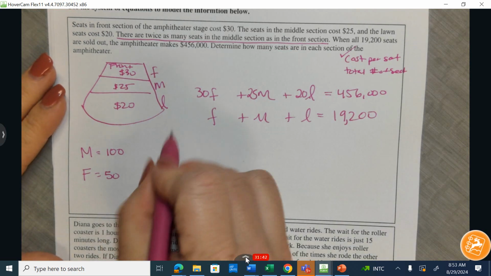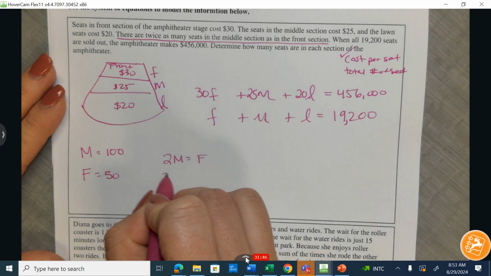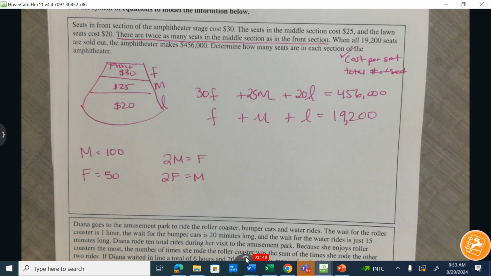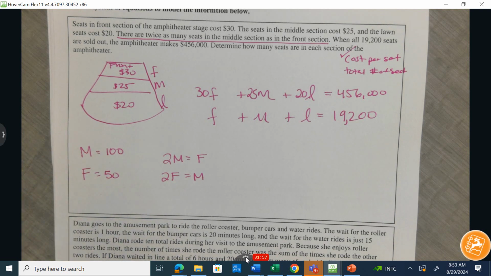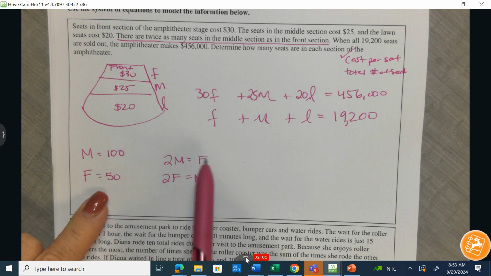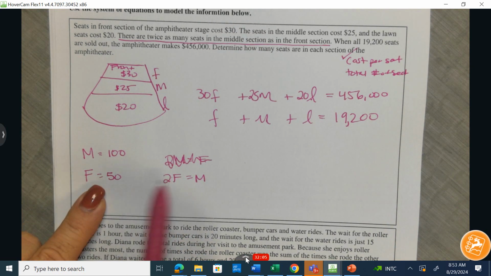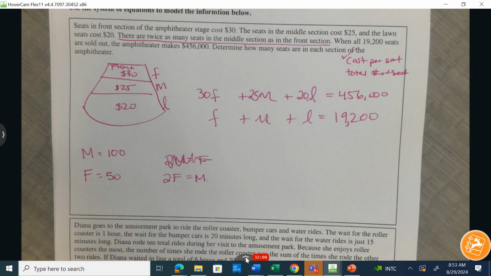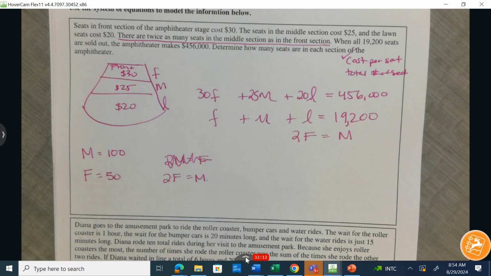Now, here's what I'm hearing groups say. I'm hearing 2m equals f, and I'm also hearing 2f equals m. How do I know which one would be right? There could be different variations that will also be true, but how do I know which one would be right based on using arbitrary numbers? Well, let's plug them in. When I take 2 times 100, do I end up with 50? No. When I take 2 times 50, I end up with 100. So I'm going to come over here and I'm going to write 2f equals m.